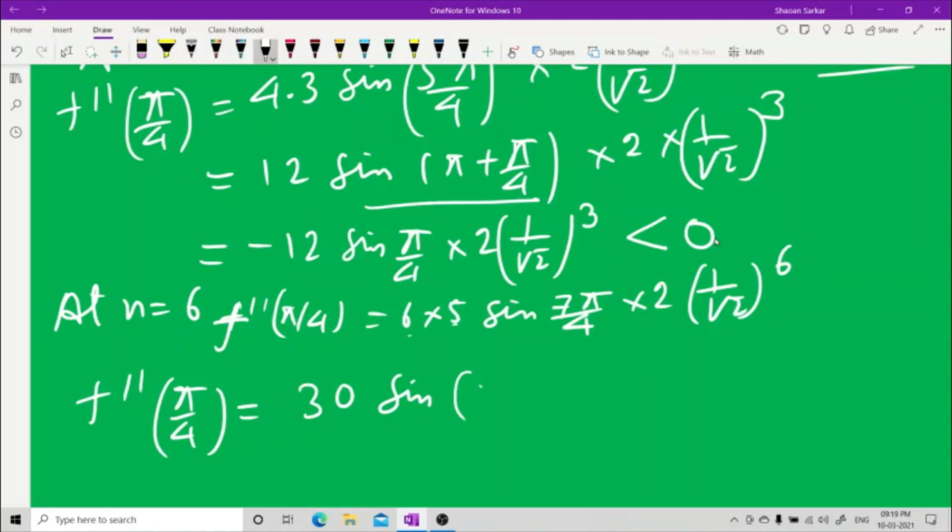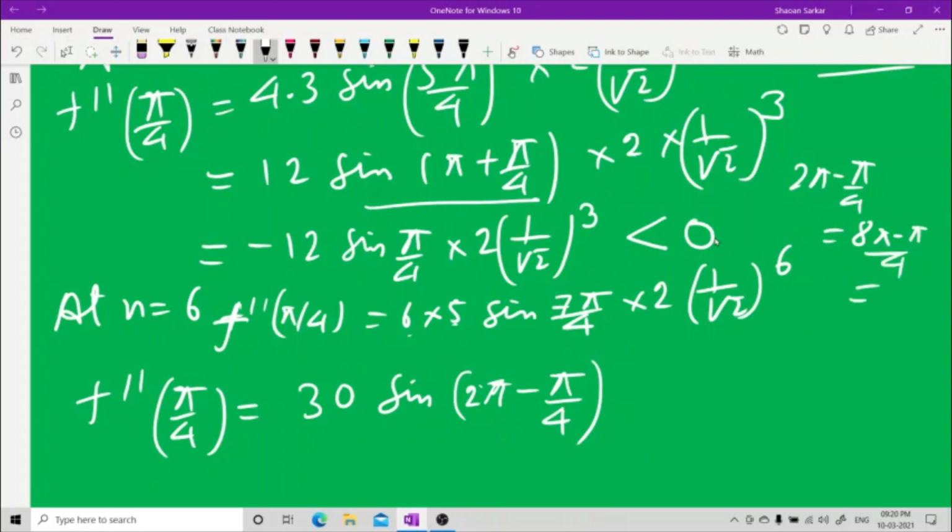So you can write it as 2 pi minus pi by 4. Take the LCM: 2 pi minus pi by 4 is equal to 8 pi minus pi by 4, that is nothing but 7 pi by 4. This is how you can write 7 pi by 4: 2 pi minus pi by 4, 8 pi minus pi by 4, 7 pi by 4, and this is in the third quadrant. Remember, this is in the third quadrant.